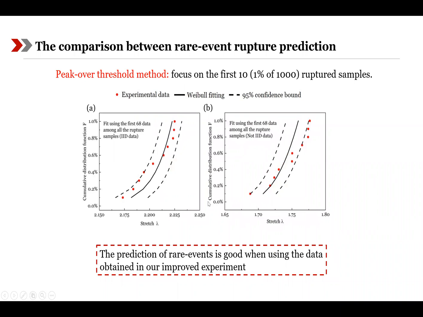For the real event rupture, we use the peak-over-threshold method focusing on the first 10 rupture samples. This method focuses on the statistics of the left tails by imposing a threshold stretch. We use the data close to the left tail to fit the Weibull distribution and also plot a fitting curve and a 95% confidence interval. For IID data, the first 10 rupture data fell within the confidence interval, but for data reported in our previous paper, Figure B shows that the prediction of real events is not good. The peak-over-threshold method and the Weibull fitting will be introduced by Xu later.